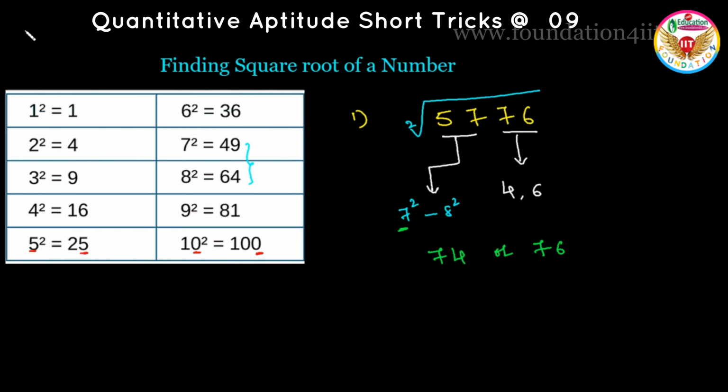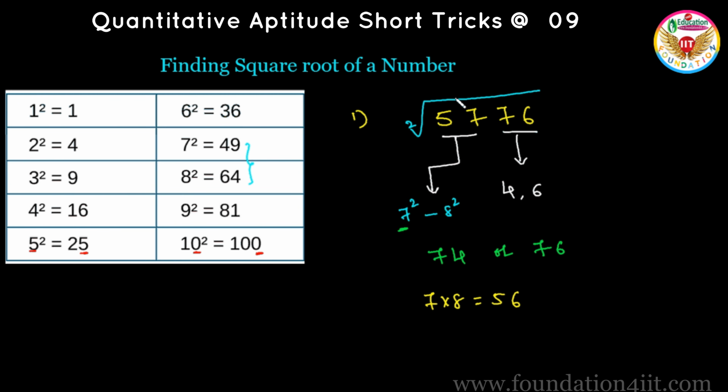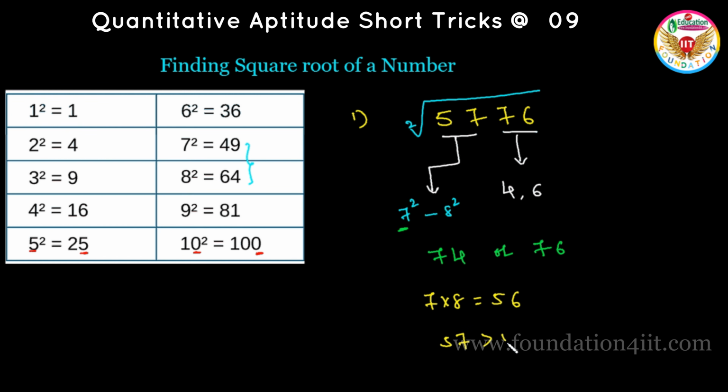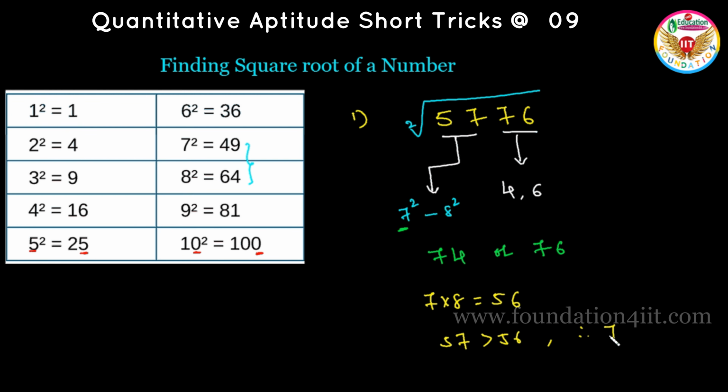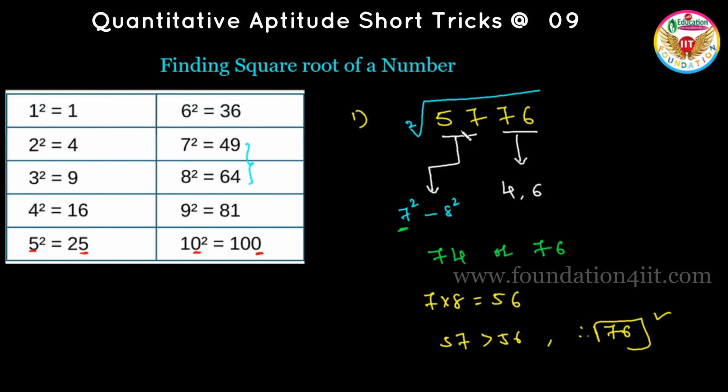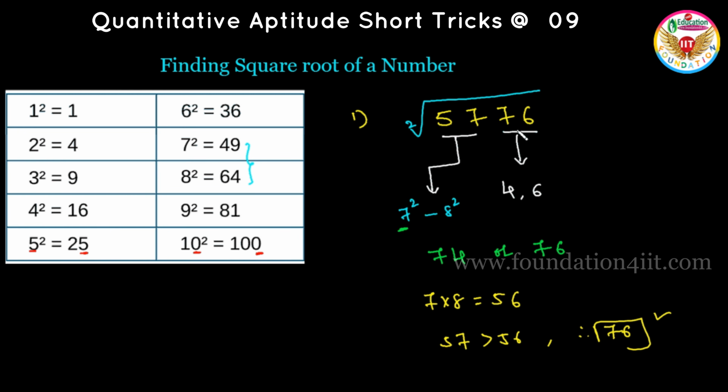But how do we find which is correct? The simple technique is to multiply 7 by the next number, 8. That gives 56. But our number 57 is greater than this, so the bigger option is correct. So 76 is the correct answer. You multiply 76 by 76 and you get 5,776.